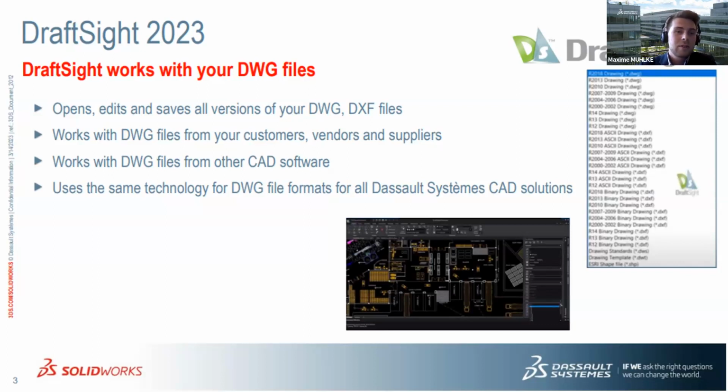DraftSight works with DWG files from customers, vendors, and suppliers. It works with DWG files coming from other CAD software, as I said, AutoCAD and maybe other solutions as well. And it basically uses the same technology for DWG files for all Dassault Systèmes CAD solutions.